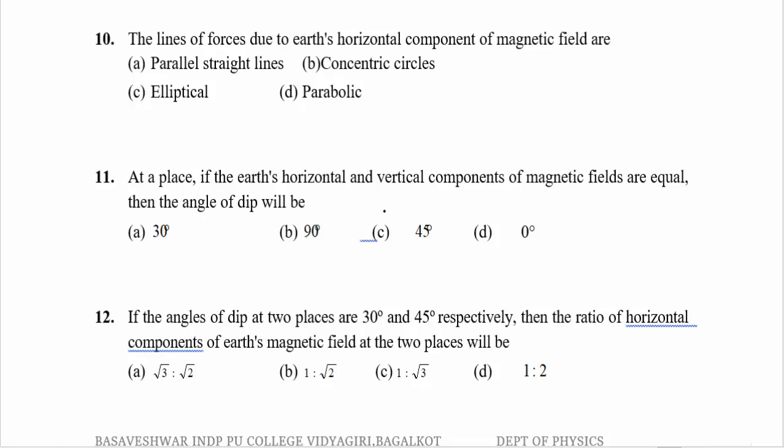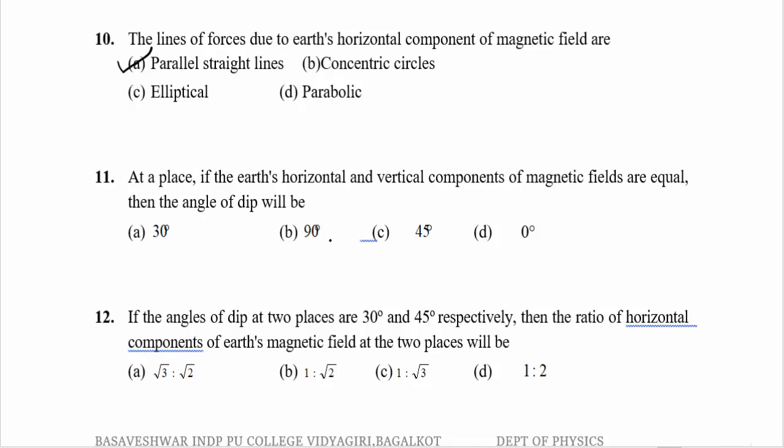Okay, 10th one. The lines of force due to Earth's horizontal component of magnetic field are. Horizontal component, they are parallel straight lines. Option is A. Because of the horizontal component, the magnetic fields will be parallel straight lines. They are neither concentric, nor elliptical, nor parabolic. They are only parallel straight lines. 10th is A. Okay, 11th one.